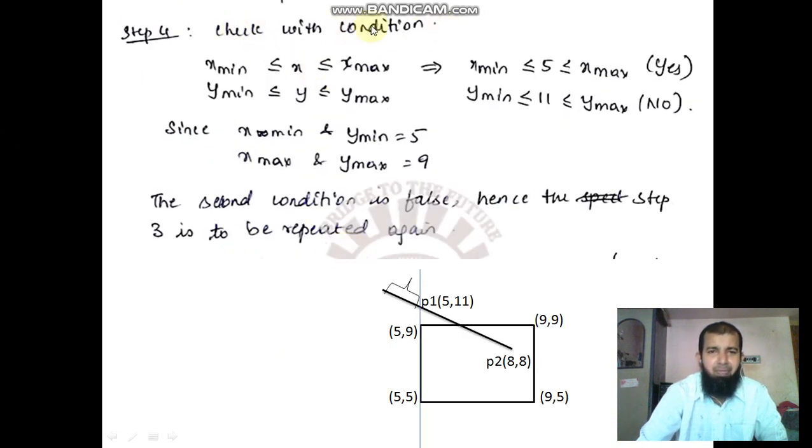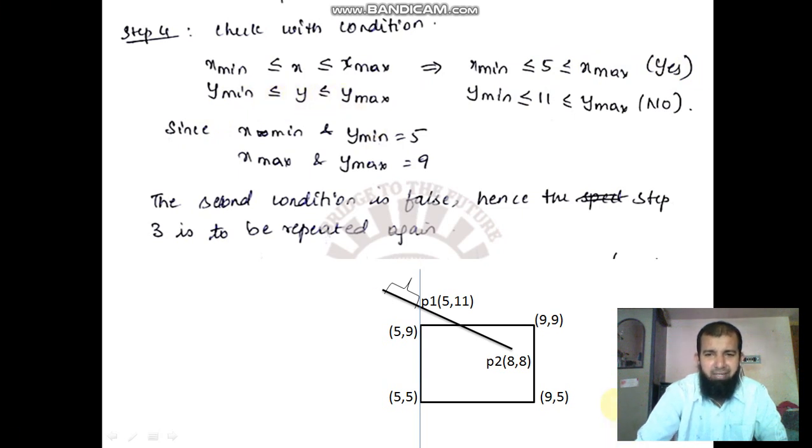Check with the condition: x min is less than or equal to x, less than or equal to x max. What is the x value? 5. It is less than or equal to x max. X max is how much? 9. And x min is 5. Yes, 5 is equal to 5 and 5 is less than 9. So the condition is yes.